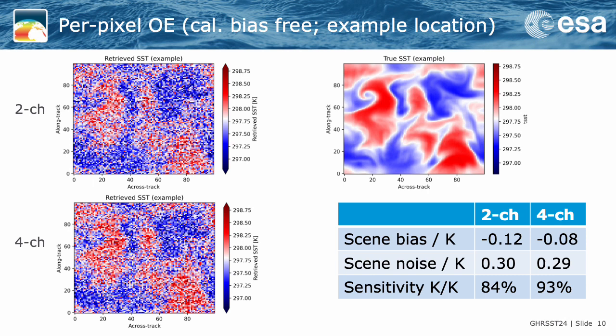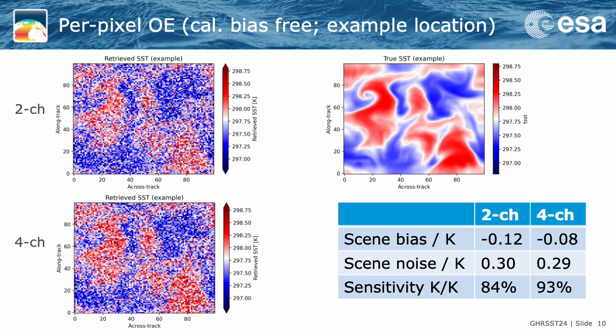For the remainder of the talk, I'm going to assume that bias correction has been successfully done and use brightness temperatures that are free of calibration bias, and focus on how to retrieve pixels using optimal estimation once bias correction has been undertaken. So here are the results for one example location, a middling case across the sample of 37 profiles. And this is per pixel optimal estimation undertaken using 2 channels as shown in the top left, or all 4 channels available shown in the lower left.